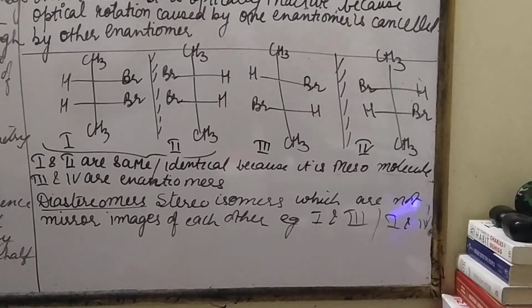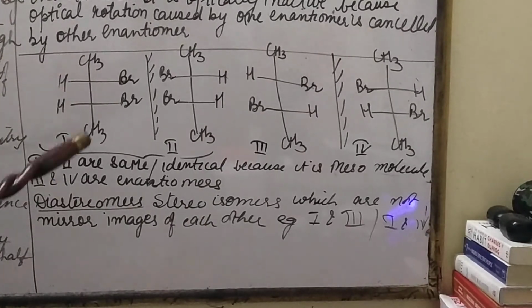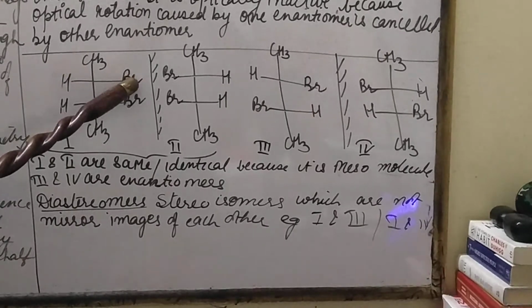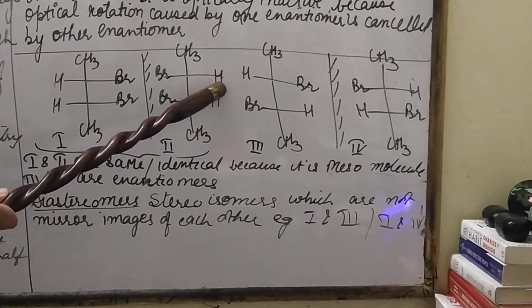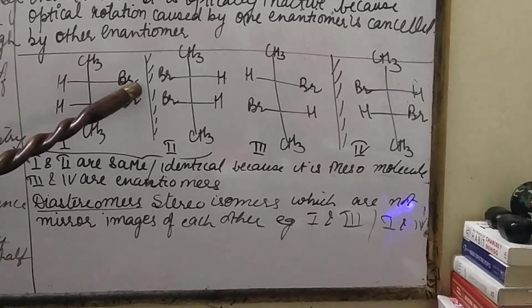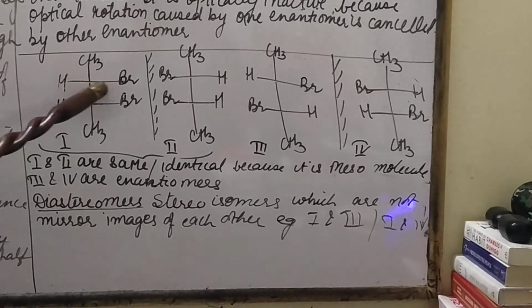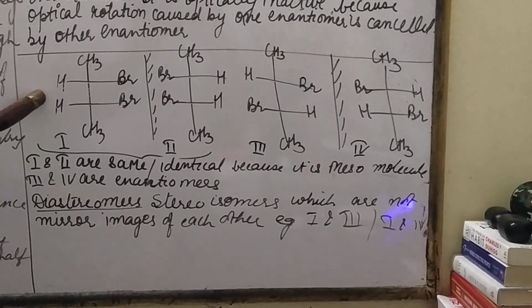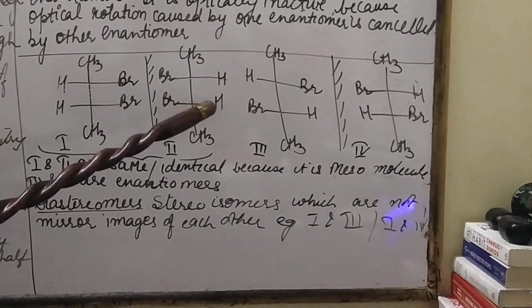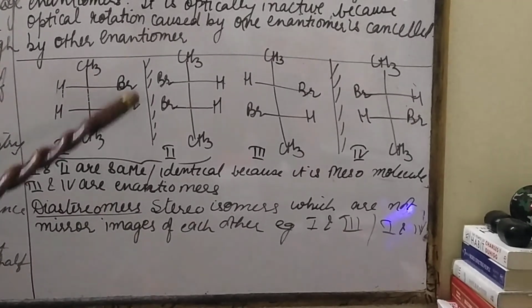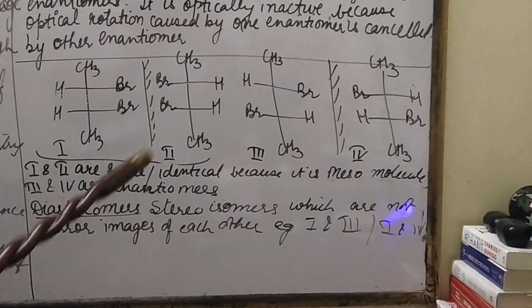Right. So another important thing is, some students think that these are non-superimposable mirror images because bromine is not lying on this hydrogen, but actually this is superimposable on itself as it has a plane of symmetry. So it will not exhibit optical isomerism. So we cannot say that these are non-superimposable mirror images, because these 2 are identical only.